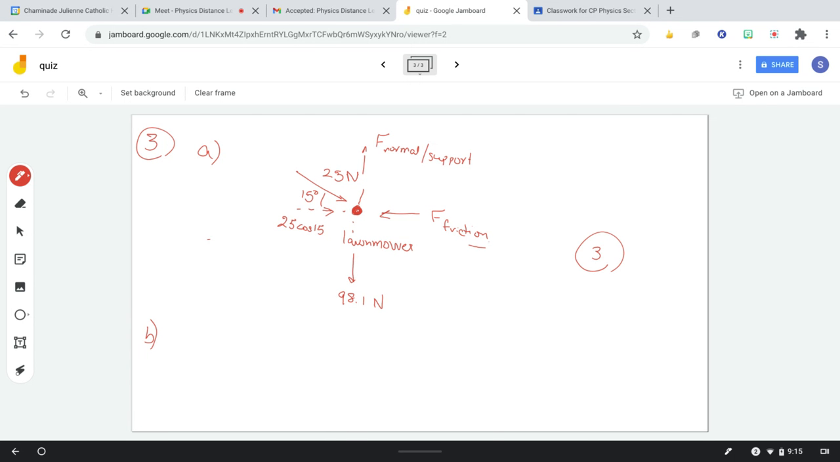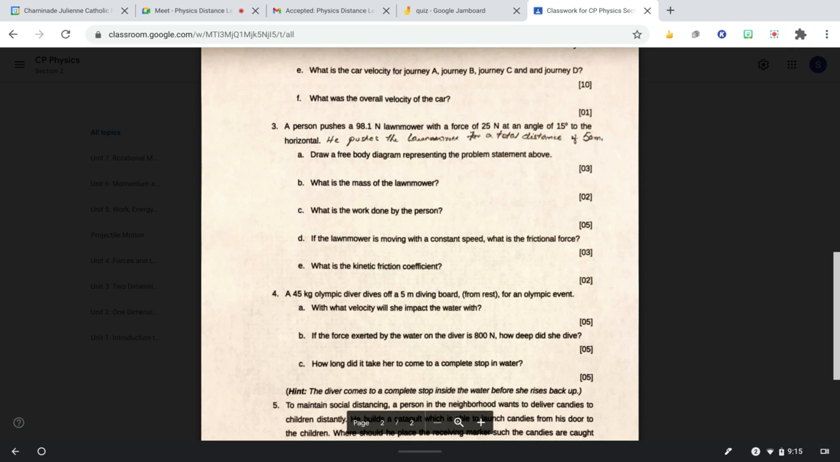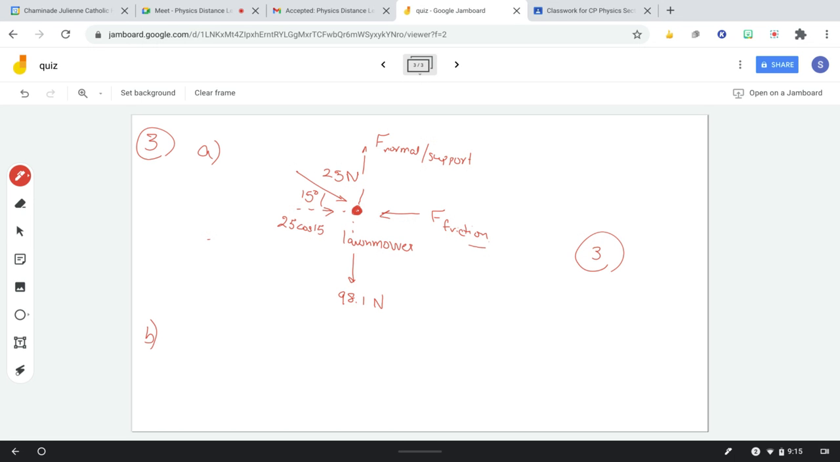For part B, the question was asking you, what is the mass of the lawnmower? Now, remember, weight is what? Weight is equal to mg. Weight has been given to you, 98.1 newtons. G is 9.81. So, in other words, 10 kilograms was the mass of the lawnmower.